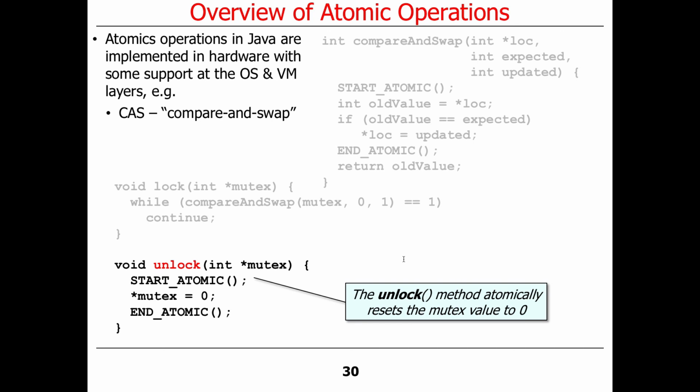Now, how do we unlock this mutex? Well, that's simple. Atomically, we simply set the mutex equal to 0. We set the value of the location equal to 0. All that's doing is atomically setting this value so that next time it's checked, it'll be 0. So it'll be unlocked. So 0 means unlocked.